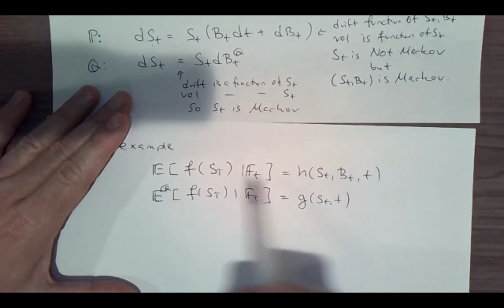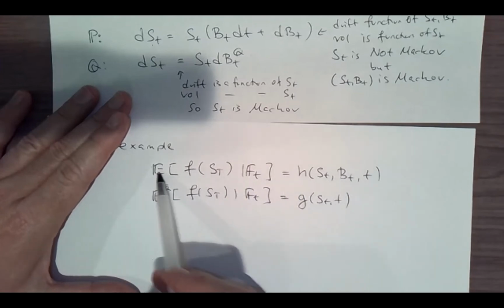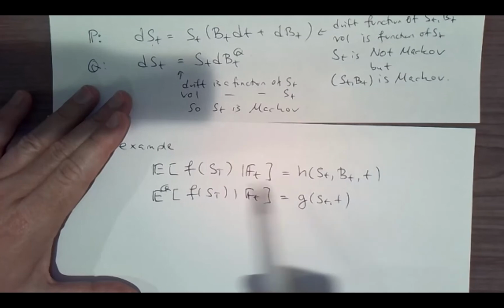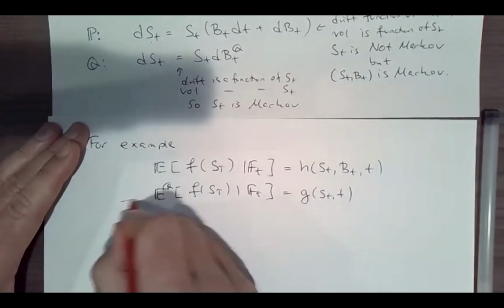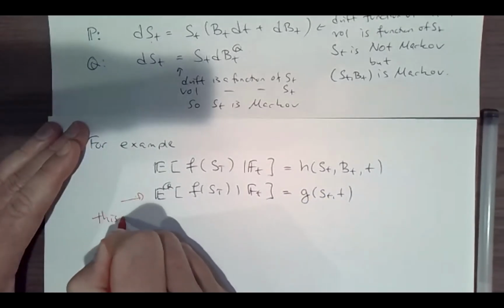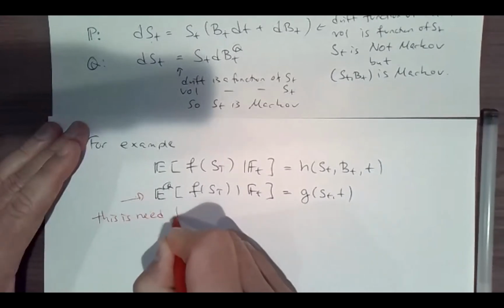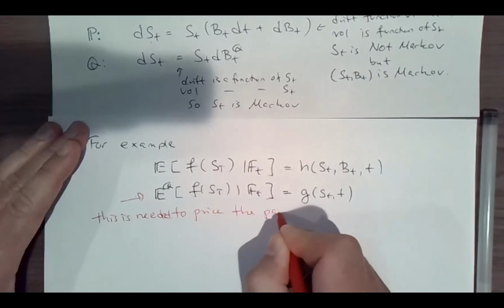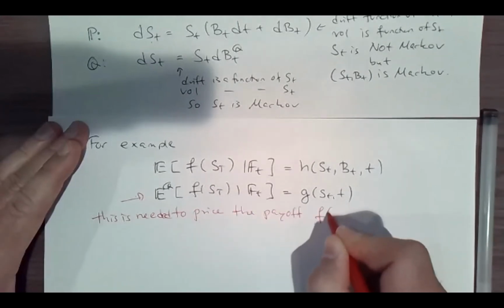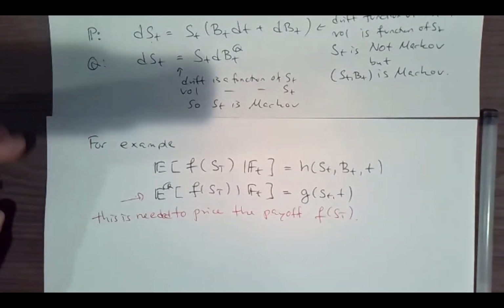So then what it means is that if you were to compute the expectation on the P, you need the two-dimensional E2, whereas if you compute the conditional expectation on the Q, you just need the one-dimensional E2. And for pricing purposes, it's this one here we need. This is needed to price the payoff F of ST. It's not the top one, it's the bottom one.